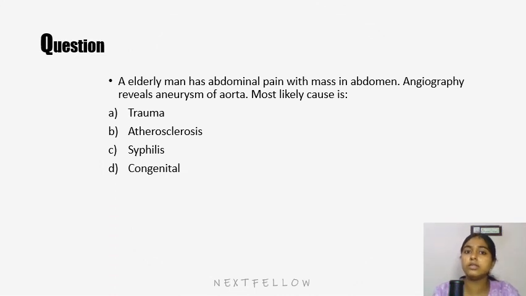So coming to questions: an elderly male has abdominal pain with a mass in the abdomen. Angiography reveals aneurysm of the aorta. What is the most likely cause? The causes of aneurysm can be both congenital as well as acquired. Congenital causes we usually see in a younger age group. This is an elderly male, so the most important cause will be atherosclerosis.